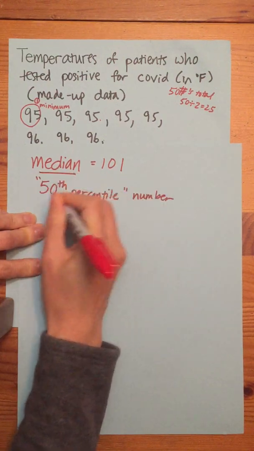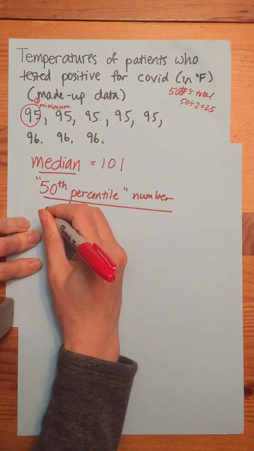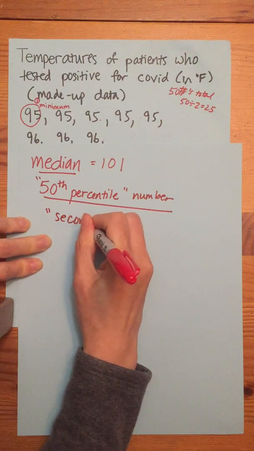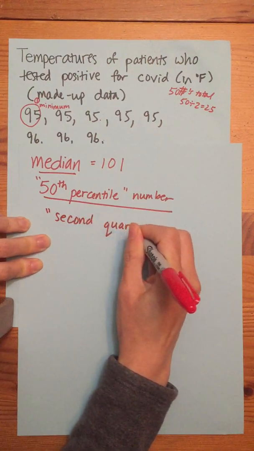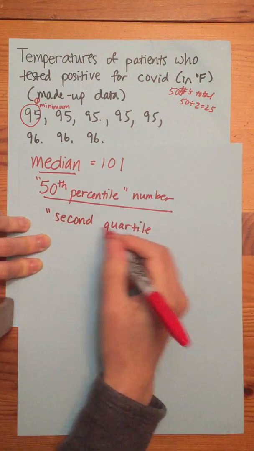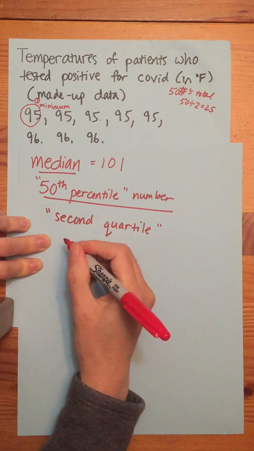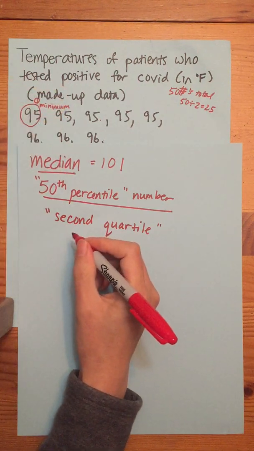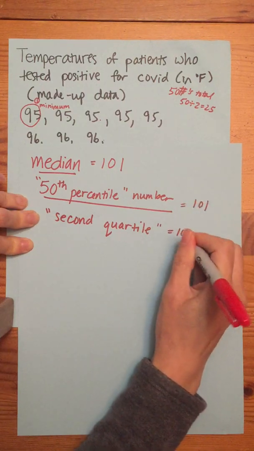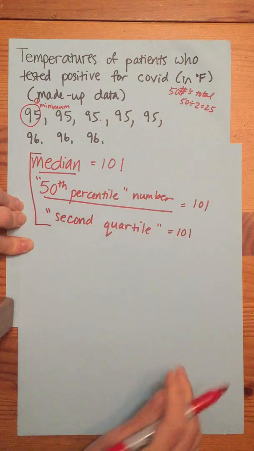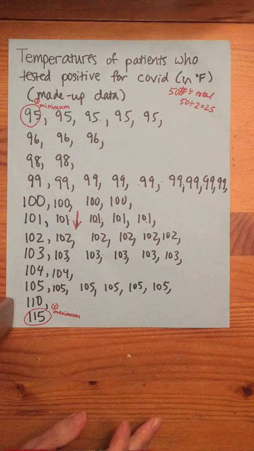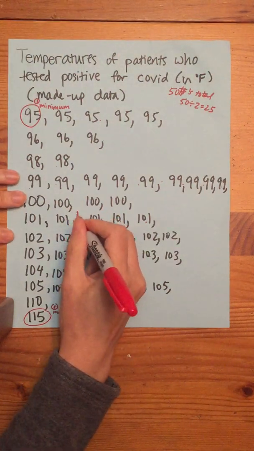Another vocabulary word for the same thing is the second quartile. The second quartile. And that's because it has 2 quarters below it. The first 25% and the next 25%. And a quartile means quarter. So second quartile means that there's 2 quarters below this number, okay? So 101 is the 50th percentile number, and the second quartile. It's all the same thing. These 3 words mean the same thing, okay? We just usually say median and not the other 2. All right, so that's the median.